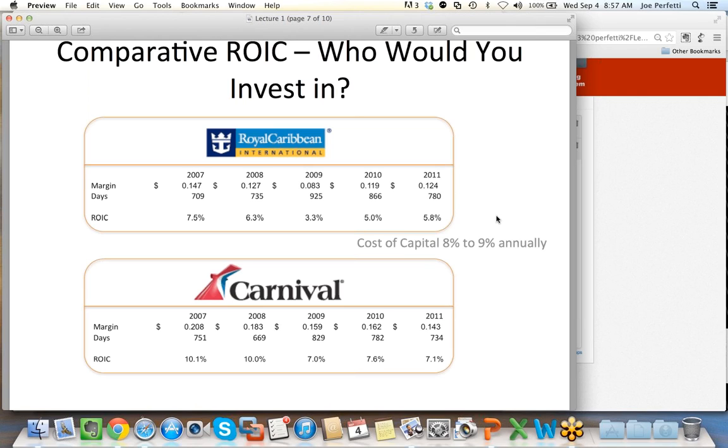So my cost of capital is 8 to 9. Here's their rate of return. One of the things that we notice is Royal Caribbean never earned their cost of capital during this 5-year period of time. And Carnival had a positive spread, but then their spread started getting worse over time. This was the impact of the global recession. Basically, people don't go cruising when the recession was really bad.